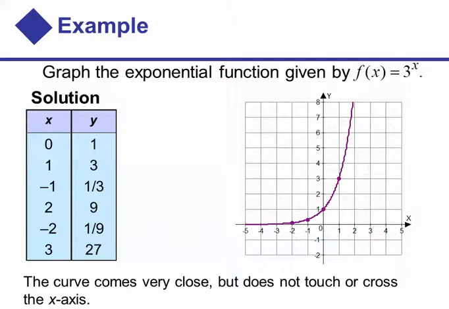So notice how it comes really close to the x-axis, but it doesn't cross it. That means that the x-axis is an asymptote for this function. It will never cross the x-axis, but it will get closer with every negative number. And you see here you've got 1/3, 1/9, the next is going to be 1/27, 1/81. So you'll get closer and closer, but you'll never actually touch it.